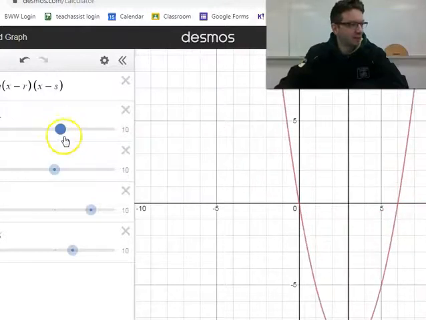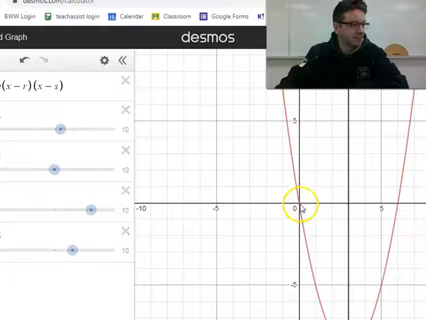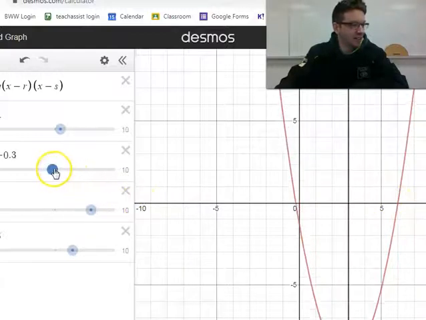Just leave a at 1 for now. Now this is r and this is s. Currently, r is set to 0, because you can see right there. r is our x-intercept, or one of our zeros, and s is set to 6. You can see that right there. Now if I change one of them, it looks kind of freaky.